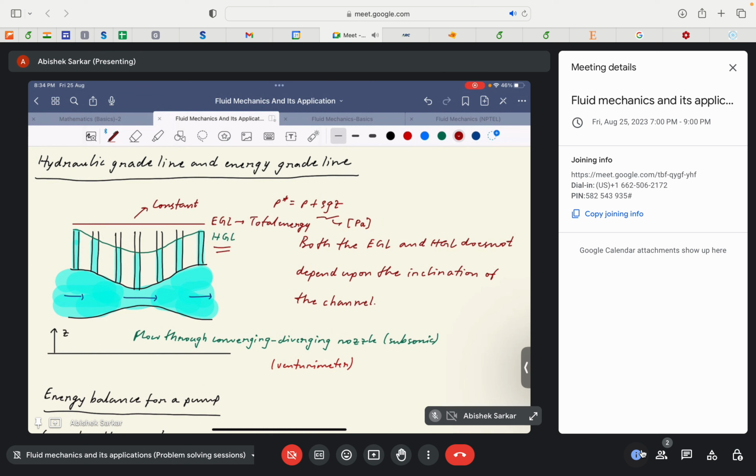And this is again one important point. Both the energy grade line and the hydraulic grade line do not depend on the inclination of the channel. Okay, so this, I guess, was properly discussed with an appropriate example in the video lecture, so I suggest that you go through it. But just as a matter of fact, since this is very important, I mention it in this session.